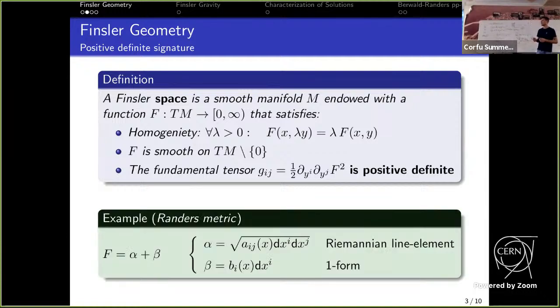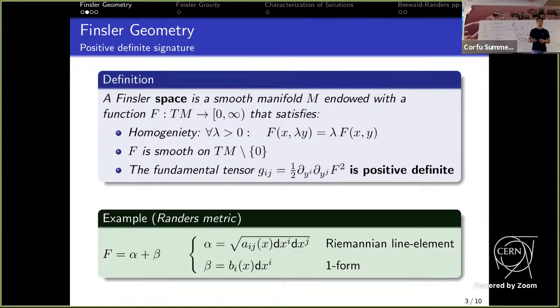An example of a Finsler function is given by the Randers metric, which is conceptually very simple. You just start with a Riemannian line element and you add a linear deviation. So Aij is some Riemannian metric, we construct its infinitesimal line element, and beta is some one-form. We construct the Randers metric by taking this Riemannian part and adding some linear deviation.